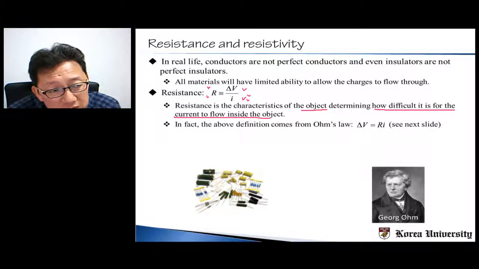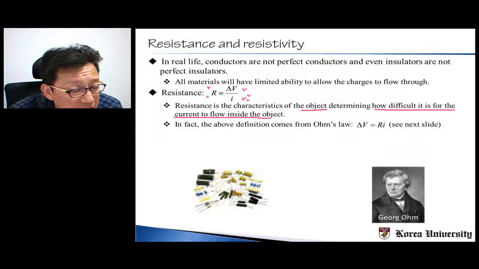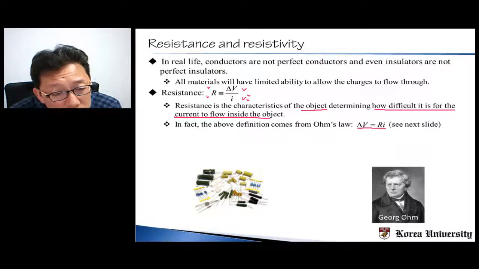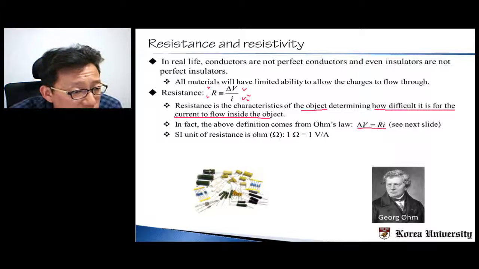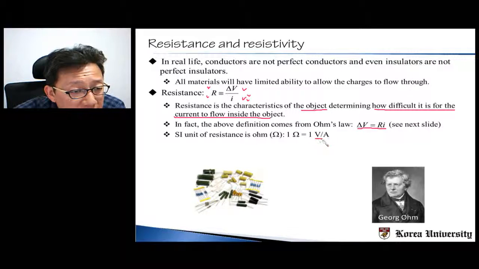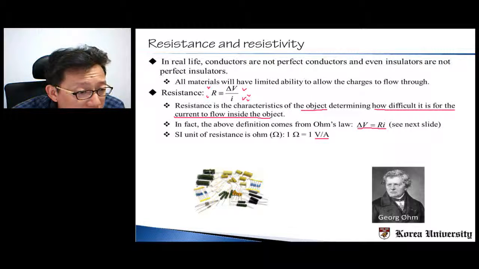So what they did was actually not define the resistance, but resistance was in fact a proportionality constant inside Ohm's law, okay? And we will study this Ohm's law very soon in the next slide, so please wait for it. And what is the SI unit? For the SI unit, we of course have to divide the volt by the ampere, and we call this ohm and use the Greek letter omega as its symbol, okay?